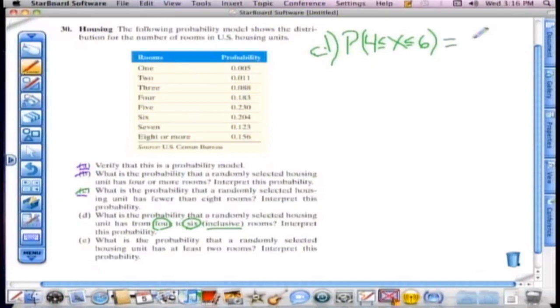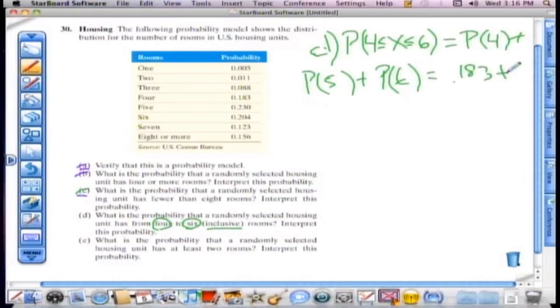So it would be the probability that it has 4 rooms, or 5 rooms, or 6 rooms. And you would take the 0.183, add the probability of 5 rooms, 0.230, and add the probability of 6 rooms, which is 0.204. And altogether, that would be 0.617.